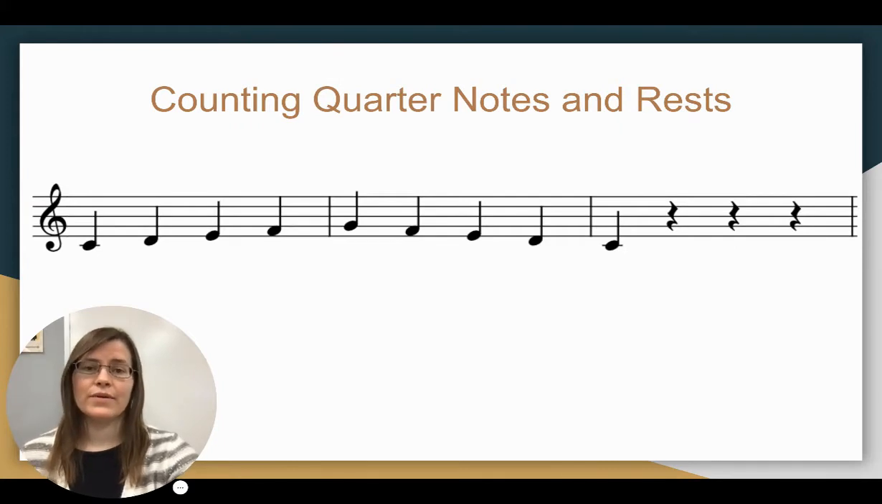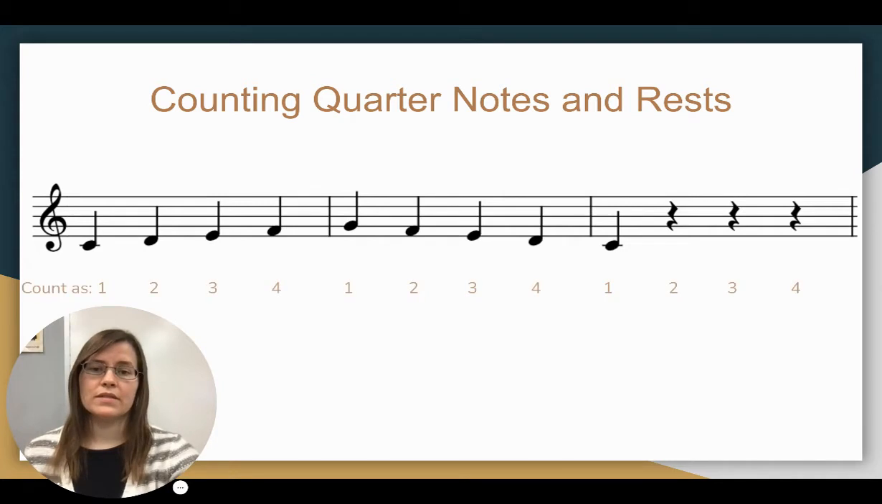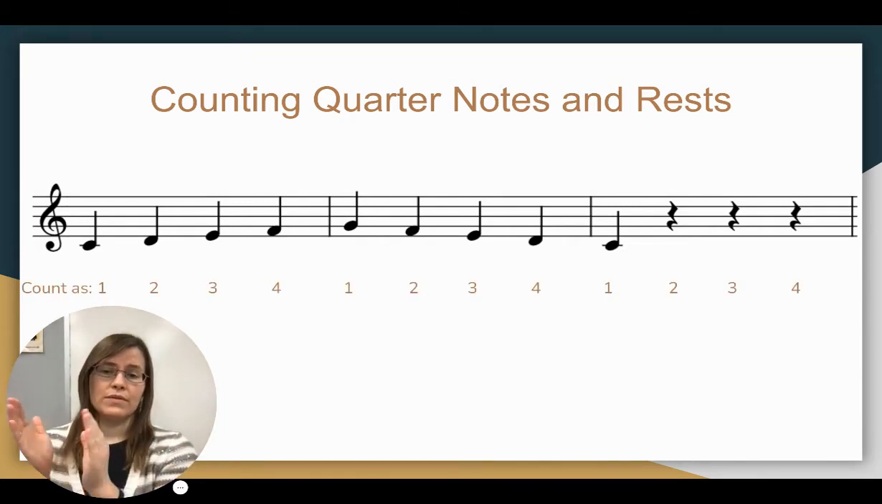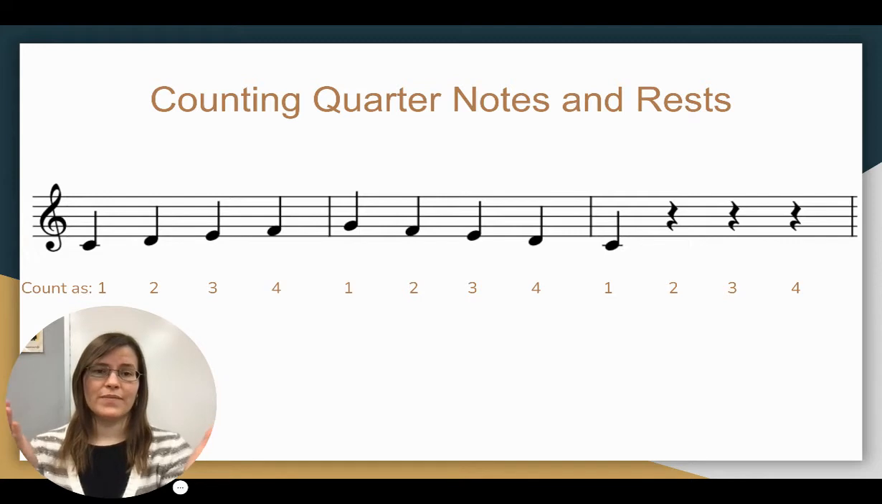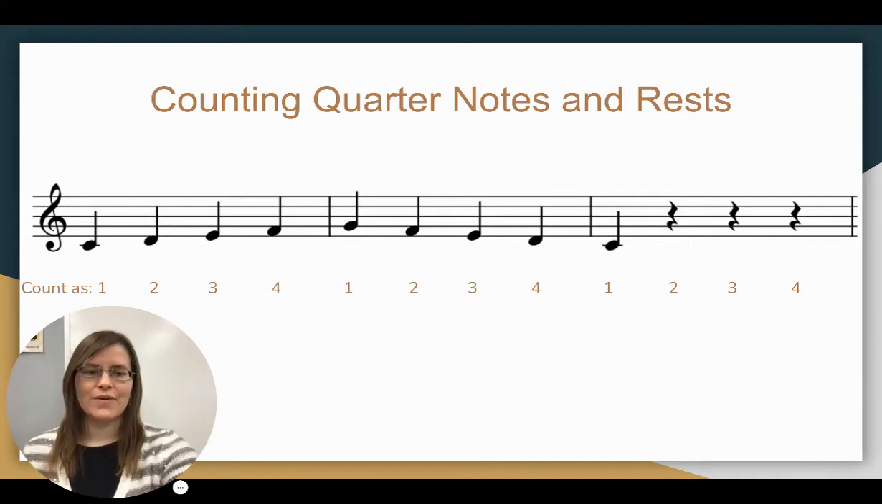Next one is counting the quarter notes and rests. Quarter notes only get 1 beat, so each one gets their own clap. Try it with me. Ready? Go. 1, 2, 3, 4. 1, 2, 3, 4. Those last 3 are rests, so again, don't clap on those.